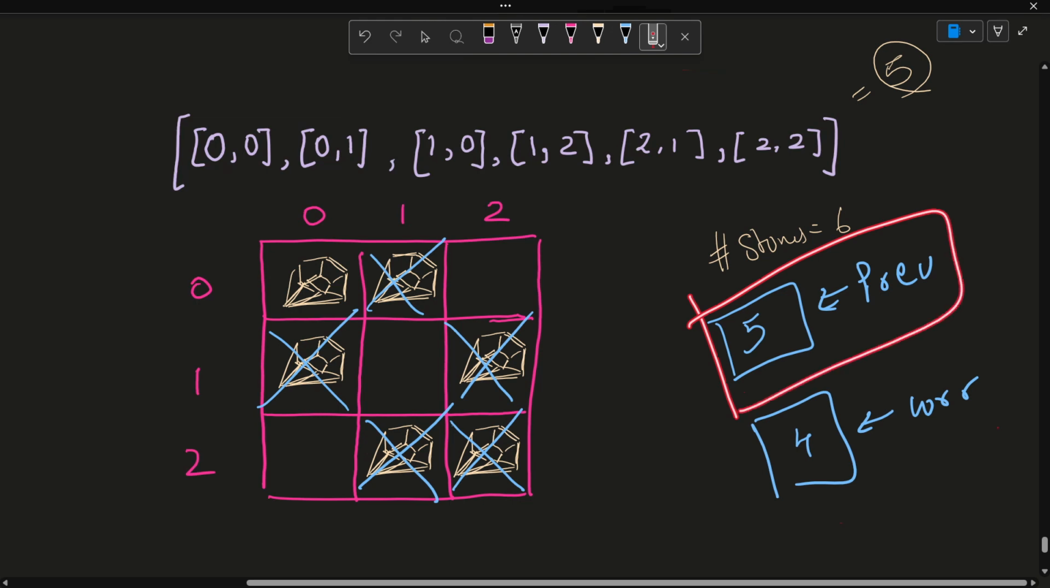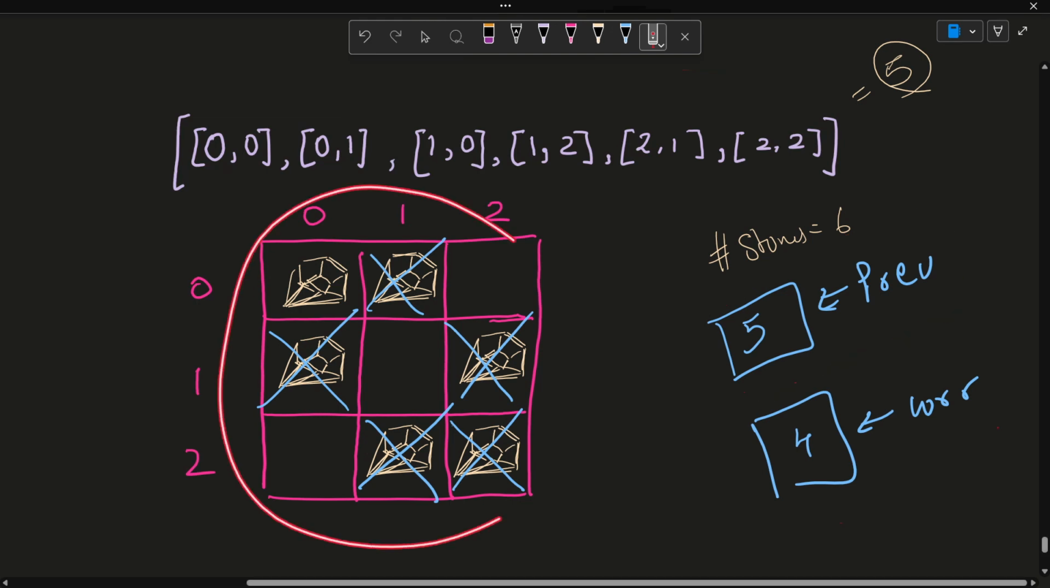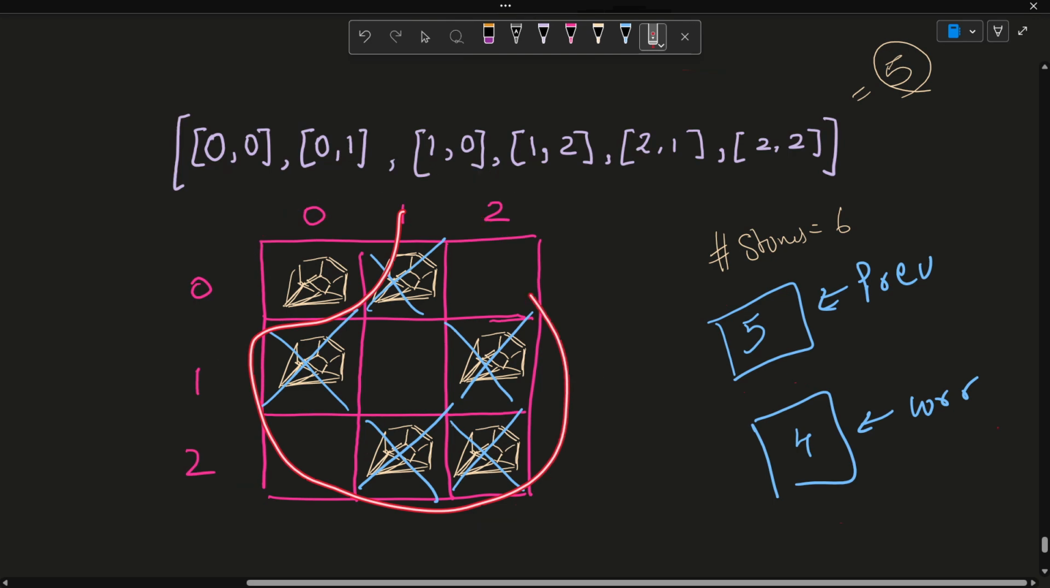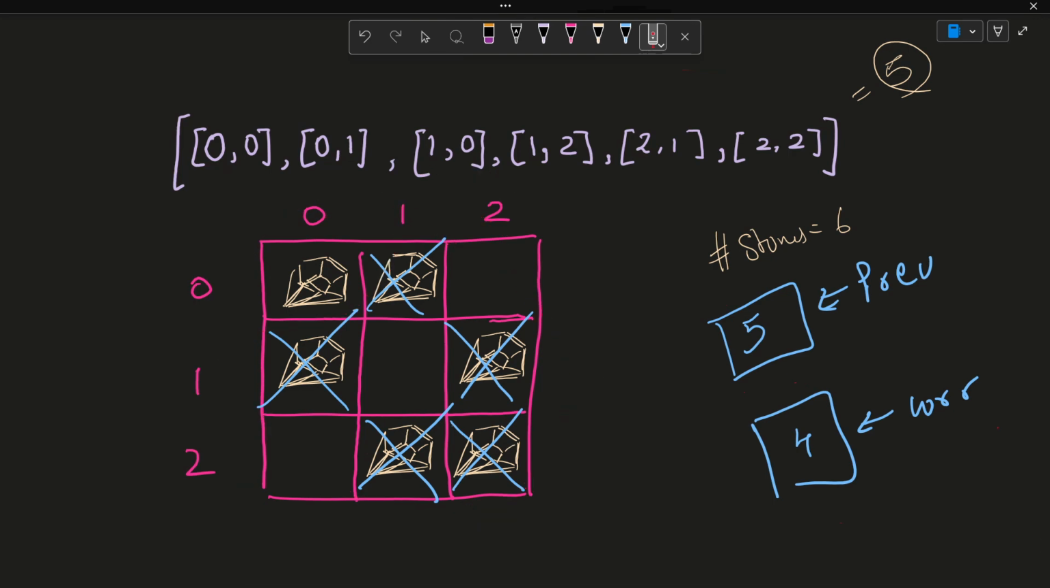That is why I'm saying the answer is 5, because there are exactly 6 stones and I was able to remove the remaining 5 stones. So what I am left with is a single stone, and given a single stone, I cannot do anything better to remove the stone as well, because to remove a stone, we should at least have 2 stones on the grid. So this is the idea of this problem.